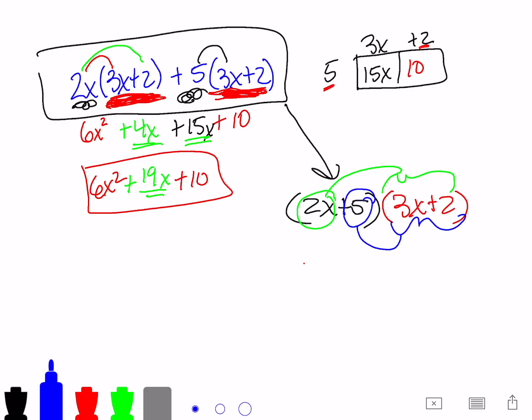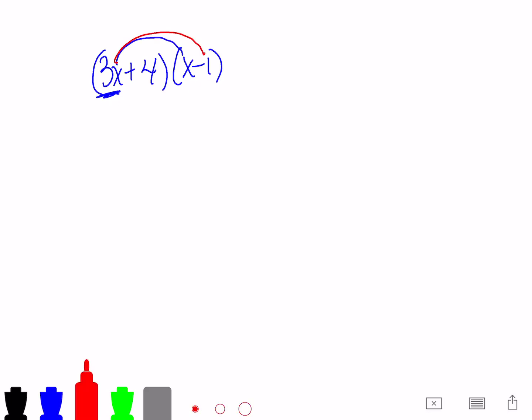Okay? Now there's a couple different ways that we can go about looking at this. So if I give you another one, 3x plus 4 times x minus 1. Now we could just start with our rainbows, but you have to make sure that you get all the different ones. So this 3x needs to go to both of these terms in the second set of parentheses. And this 4 needs to multiply to both of these terms in the second set of parentheses. Now we have a phrase that can help us to remember that.